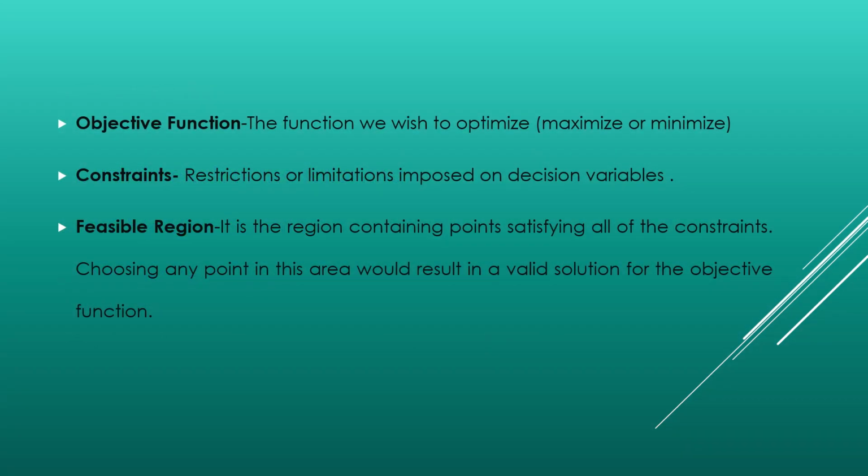So you can write the objective function as the function we wish to optimize, that is either maximize or minimize. For constraints, those are restrictions or limitations imposed on decision variables. For feasible region, it is the region containing points satisfying all of the constraints. Choosing any point in this area would result in a valid solution for the objective function.